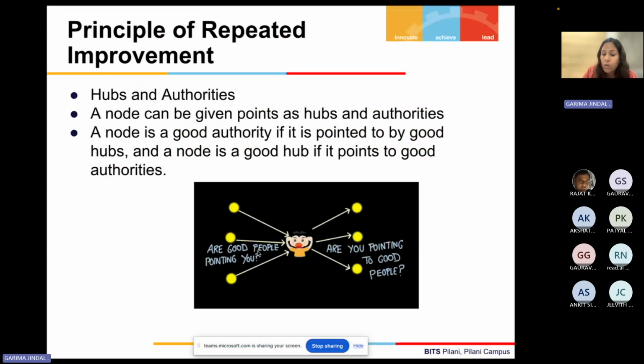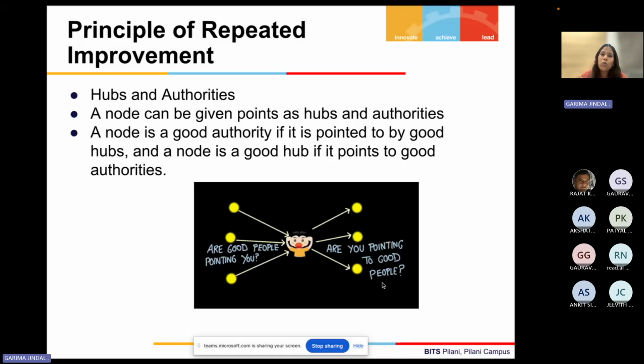So, okay, each node in the network can be quantified by two scores. The first one is, are good people pointing to you? So this is the first score. That is one type of quantification. And there is another type of quantification, that is, are you pointing to good people? Okay, so take some time and try to understand the difference between these two. The importance of a particular node depends on these two aspects.